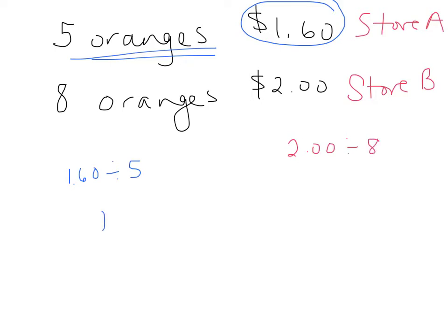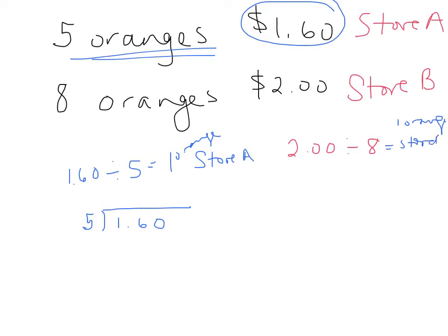So here, I'm going to just do my division. 5 goes into $1.60. And this is going to give me what 1 orange is at store A. And this one here is going to give me 1 orange, but this one is going to be at store B. Okay, so let's see, I'm going to do the long division.